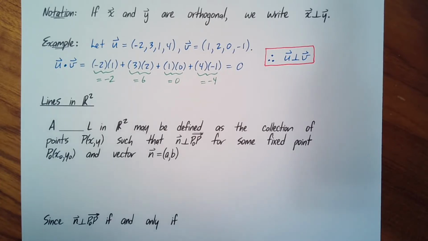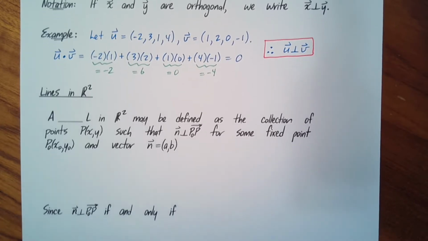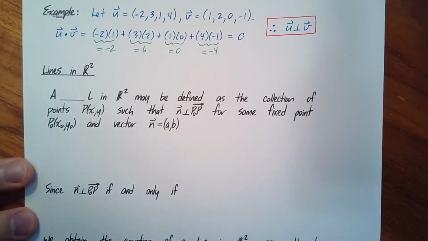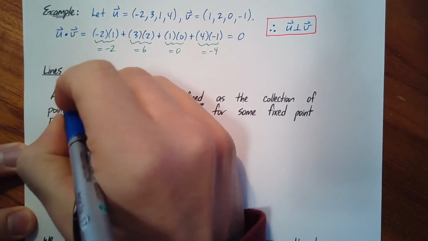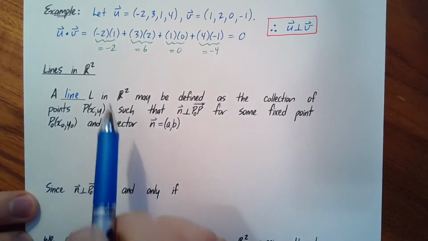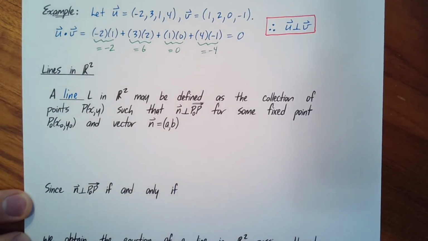Next, we're going to speak about lines, particularly lines in R2. There's a nice way that we can use the idea of orthogonality of vectors to come up with a really convenient way to both define and also express a line in two-dimensional space. So that's what we're going to mention right now. A line, which I'm going to call L, just so it has a name for the moment, in R2 may be defined in the following way.